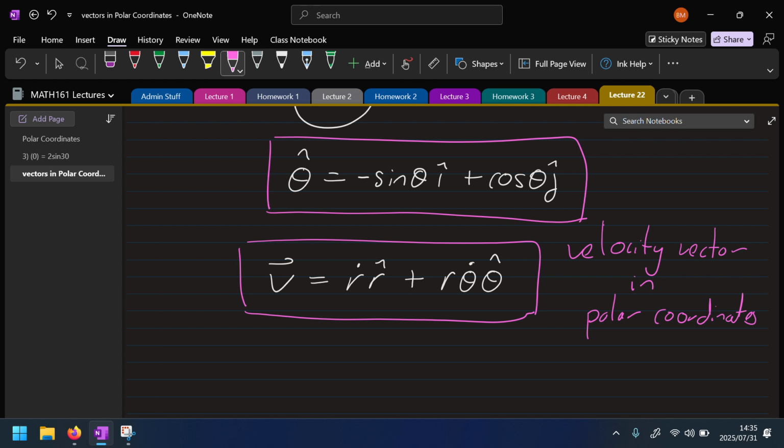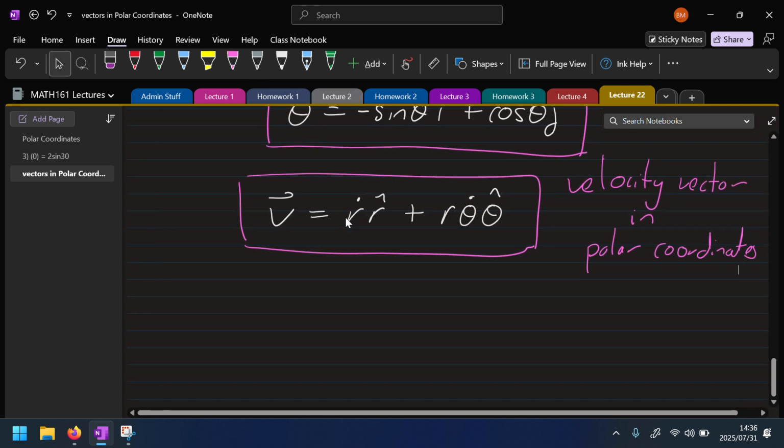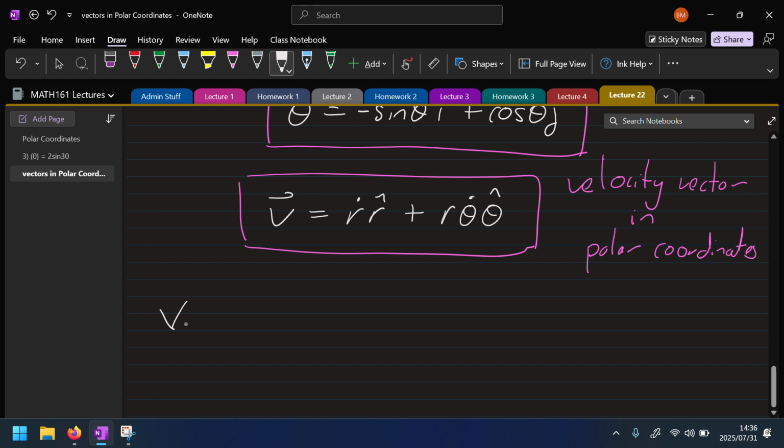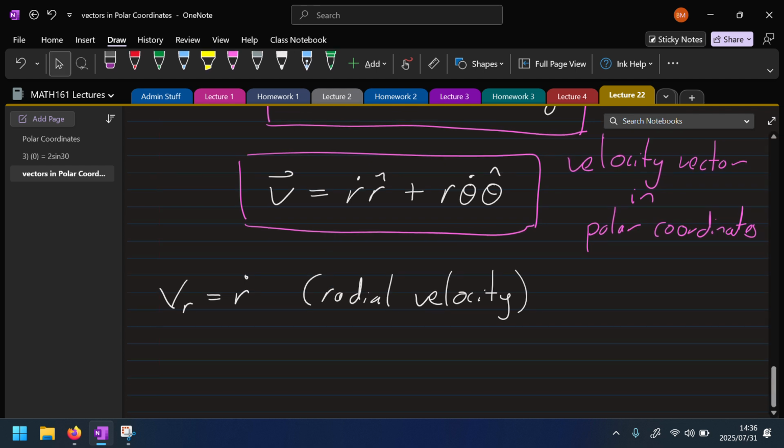Now again, the velocity now has two parts. The position vector just had r hat. This one has r hat and theta hat. The part that's connected to r hat, that is the radial velocity. So V subscript r for radial. This is going to be r dot. This is the radial velocity. Okay. And then the other one there, r theta dot, that will be the angular velocity.